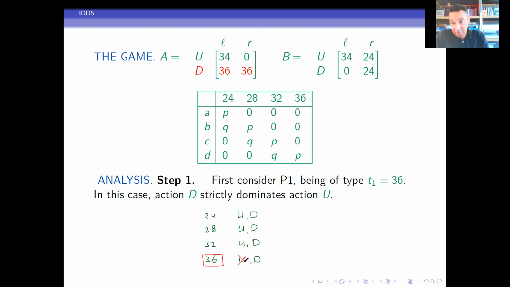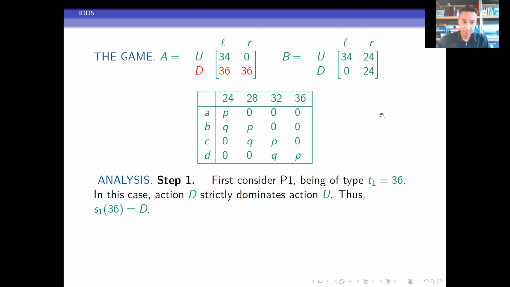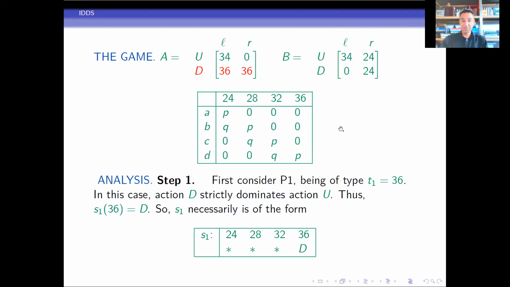So that means that we have eliminated 8 of his 16 possible strategies. There are 8 strategies that use U for type 36 and 8 of them that use D for type 36, and only the 8 that use D are possible candidates for a BNE. That's what we see now. The other 8 are deleted. That's where the name iterated deletion comes from. And so S1 is of this form, and that means that we already eliminated 8 out of 16 possible candidates for a BNE strategy. Okay. End of step 1.